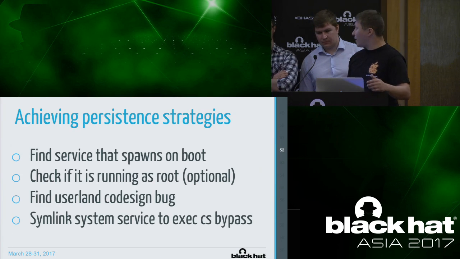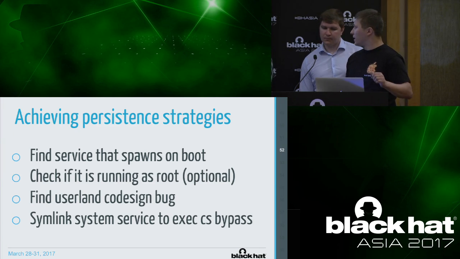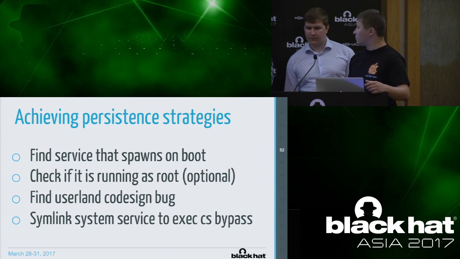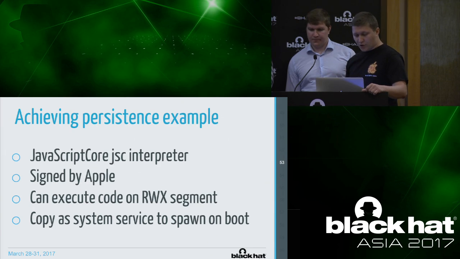So after that, you may like to have all the same patches in the kernel applied when your device is rebooted. This is called persistence, and in order to do that, you need to find a service that spawns on boot. Then you need to make sure that it's actually running as root. And then you need to find some userland code sign bug, and then using a symlink to a system service, you can exec this binary to bypass code sign. So in our jailbreak, we're using the JavaScript core interpreter, which is signed by Apple, and what's good about it, it can execute code in RWX segment. So we are copying it as a system service to be spawned on boot.